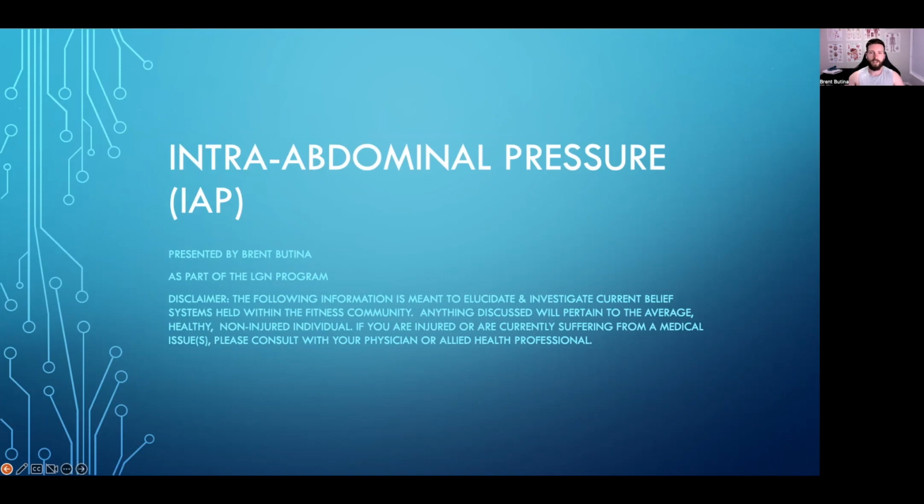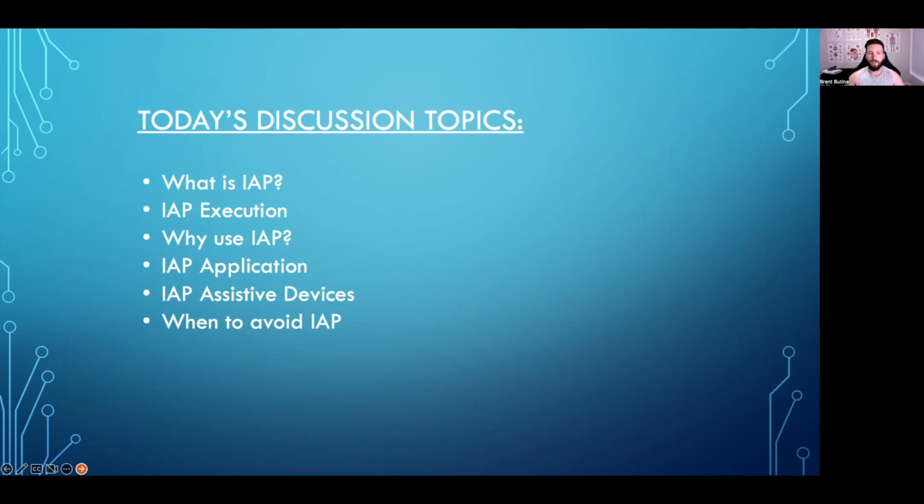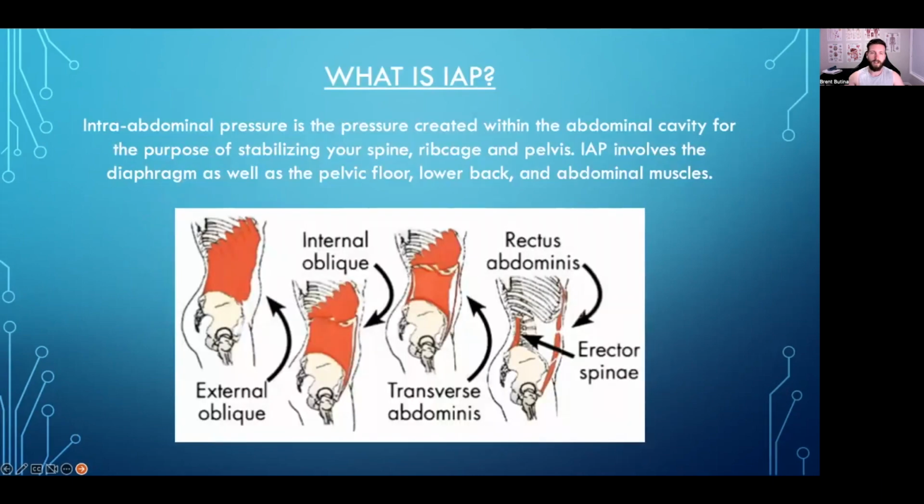Hi, and welcome to this week's lecture on intra-abdominal pressure, or IAP. We're going to discuss what it is, its execution, why we would use it, its application, some assistive devices, and when to avoid using it. So, intra-abdominal pressure is the pressure created within the abdominal cavity for the purpose of stabilizing your spine, rib cage, and pelvis. It involves the diaphragm as well as the pelvic floor, lower back, and abdominal muscles.